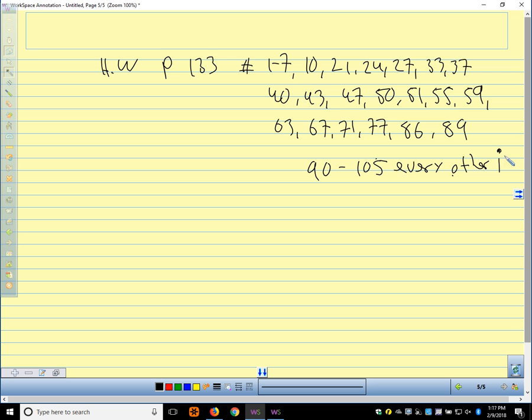Wait, there's another page. I thought there wasn't anything else to do. No, 93 on 5, every other option. What does that mean? Wait a minute. 90 to 105, every other one. Oh no.